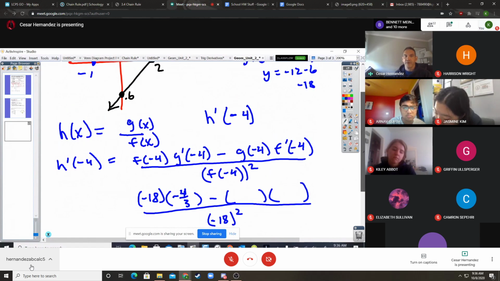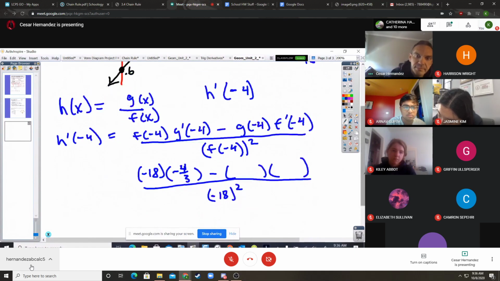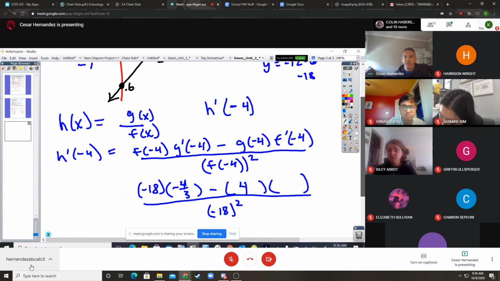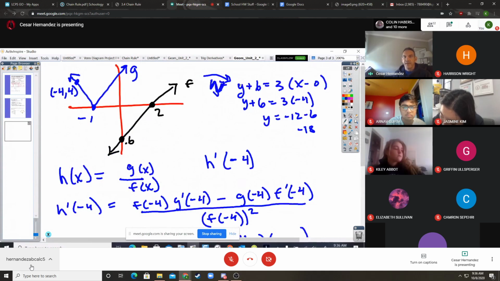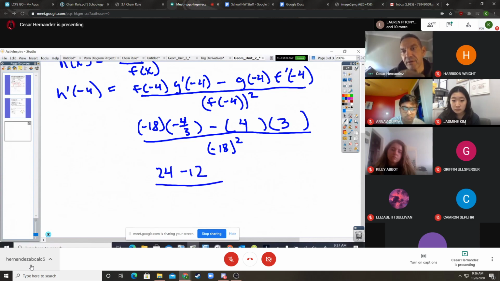Now I go to g of -4. Again, algebra that is expected of myself. G of -4 is 4. F prime of -4. So again, linear. I've already calculated that. That's actually 3. From here, again, just arithmetic. So let's see, 3 goes into 18 6 times. So that would be 24 minus 12 over 18 squared. 18 squared is 256. And obviously this will reduce, and whatever that reduces to.